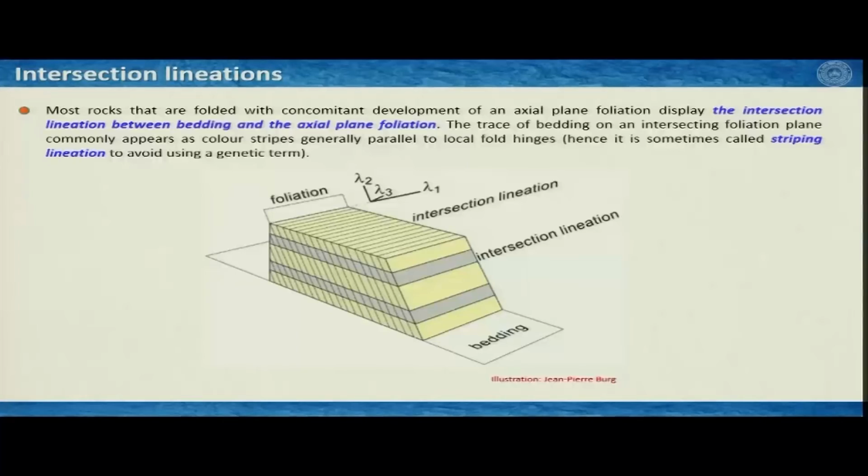So, we now switch to the penetrative lineations, and we first start with the intersection lineations. As I have described before, intersection lineations are nothing but the intersection between two planes. Most rocks which are folded, particularly folded rocks in low grades with concomitant development of axial planar foliations, display this intersection lineation between bedding and the axial plane foliation. The trace of the bedding on the intersecting foliation plane commonly appears as color stripes. Generally we call it striping lineation, and this is something very interesting.